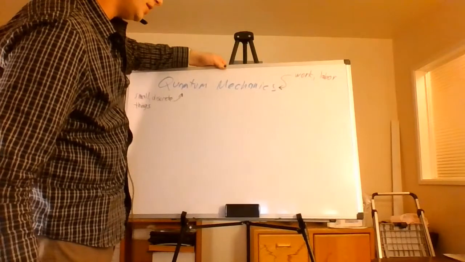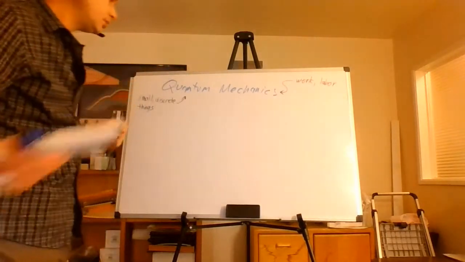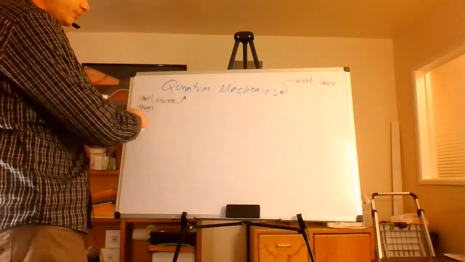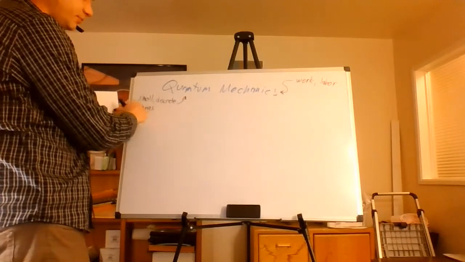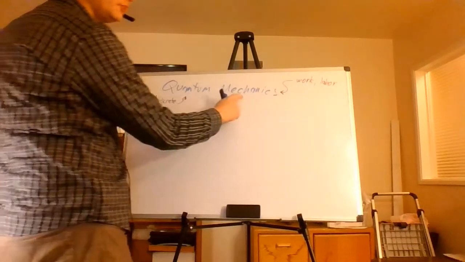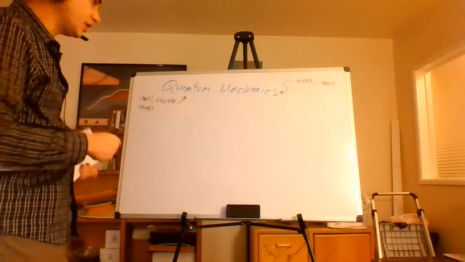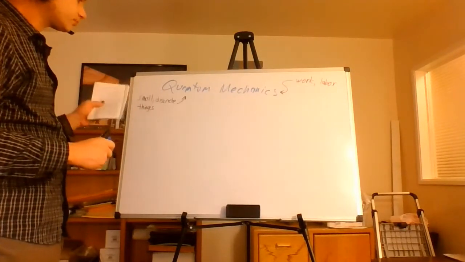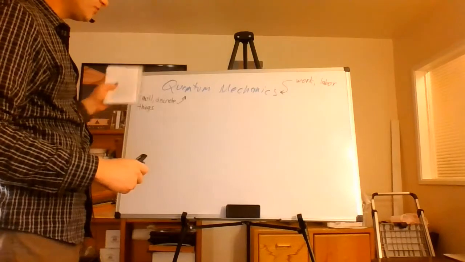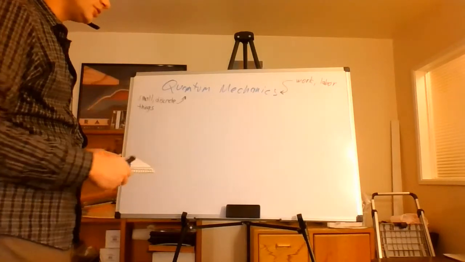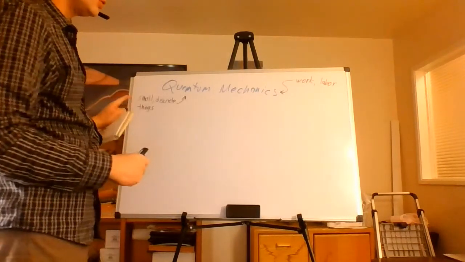Now, quantum mechanics. Quantum as in small discrete things, mechanics as in work or labor, like manual labor, mechanicos. So we can think of quantum mechanics as just the way that small discrete things work.